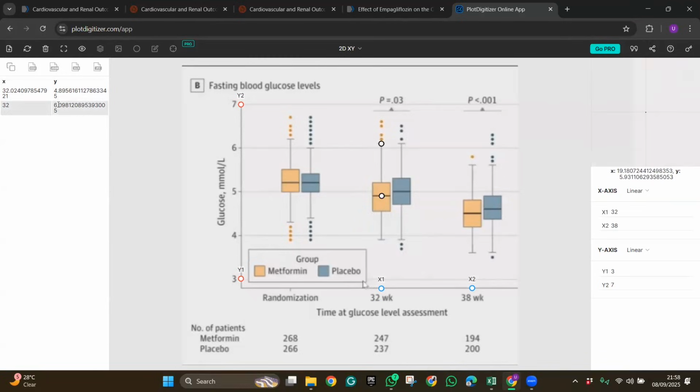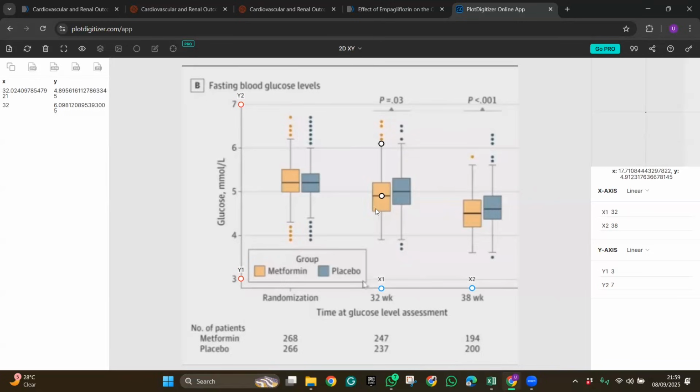By subtracting these values, the y value which I got along the y-axis for the mean, I'm going to subtract it from the y value which I got from the upper limit. I'm going to subtract 4.8 from 6 and I'm going to get the standard deviation. Is it clear?